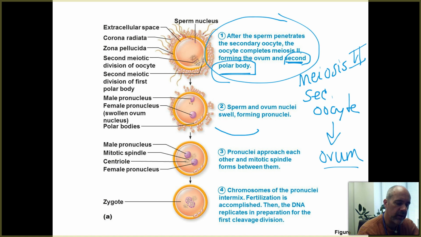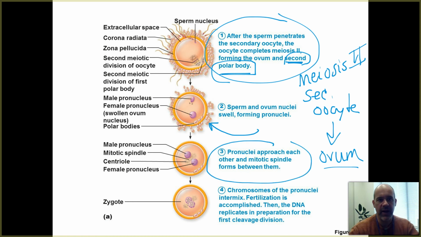All right, and then if you look in here, the nucleus of the sperm cell is in there, and it has the 23 chromosomes from the male. The nucleus from the ovum that we now have is located in there as well. And the nuclei swell. The nuclei approach each other. Here on the diagram from your text, they're talking about the mitotic spindle forming between them, and that's the apparatus that is going to help achieve mitosis.